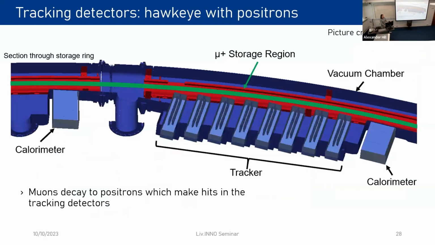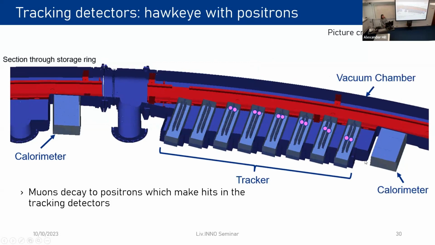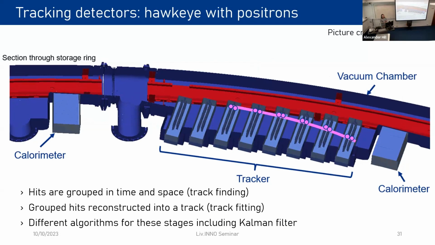So here's another cartoon of the experiment. This green line shows the muon storage region. Here's one of the calorimeters, and here are the 8 tracking modules in front of one of the calorimeters. So the muons are going to decay to positrons, which have a low radius, travel into the calorimeter, and these are going to make hits in the different layers of the tracking detectors. These are then grouped together in a process called track finding. So this is a sort of example of some hits which have been grouped together.